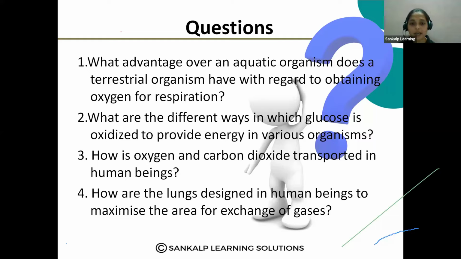How are oxygen and carbon dioxide transported in human beings? How oxygen is carried, and how carbon dioxide is carried. And the fourth question is, how are the lungs designed in human beings to maximize the area for the exchange of gases? You have to explain about the alveoli.